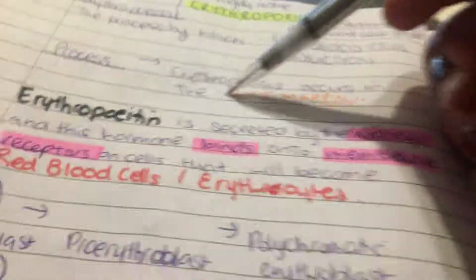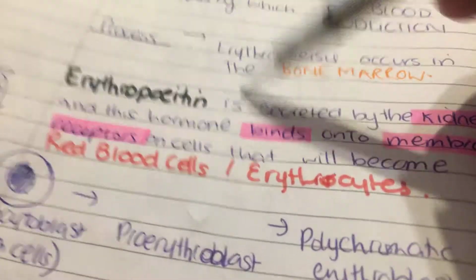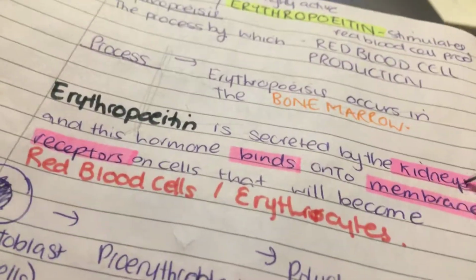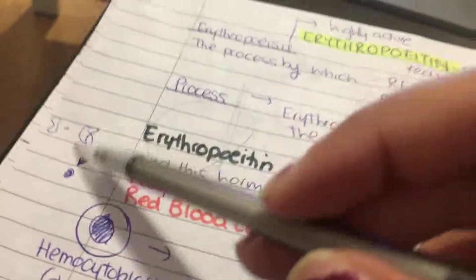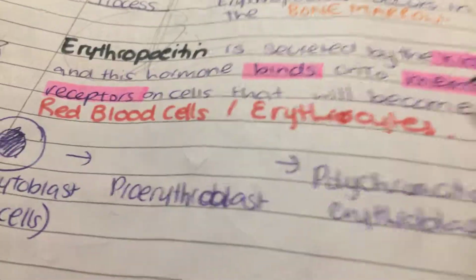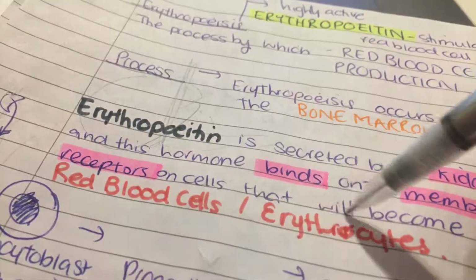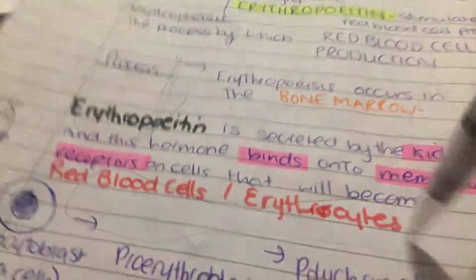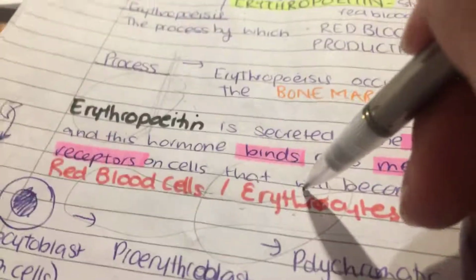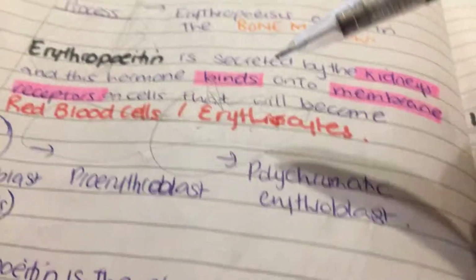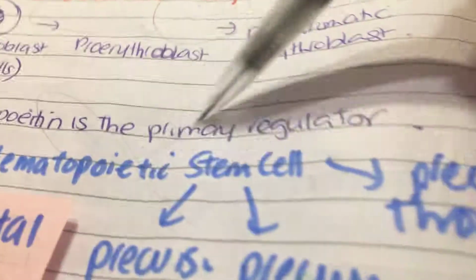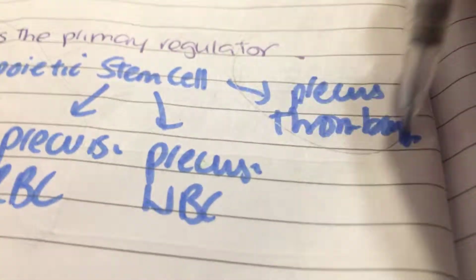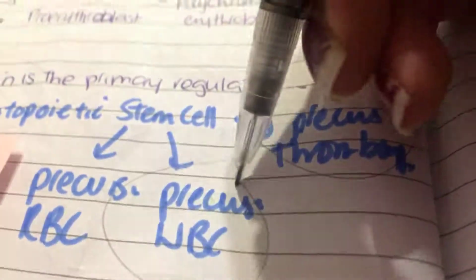Erythropoiesis is a process which happens in the red bone marrow. Erythropoietin is what regulates erythropoiesis, and it's secreted by the kidneys. This hormone binds to the membrane receptors on cells that will become red blood cells. They do not bind to erythrocytes. They bind to precursors, the ones that will in the future become erythrocytes. Overall, pluripotent stem cells can be precursors of thrombocytes, and they can be precursors of white blood cells.